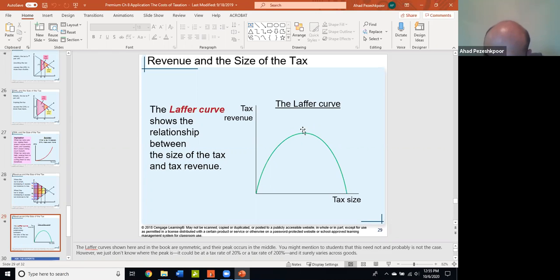I hope you can see this. This is the optimal point, this point here.